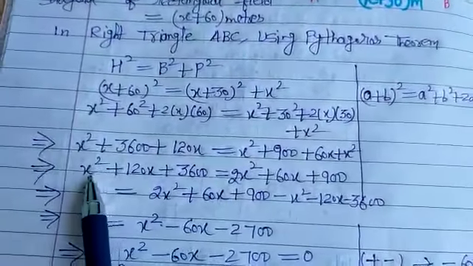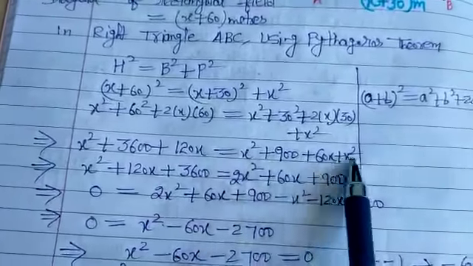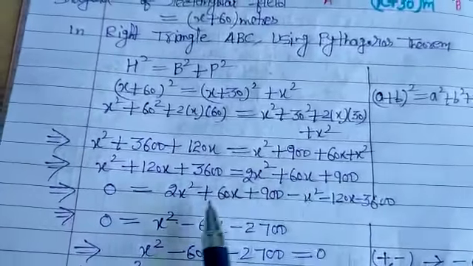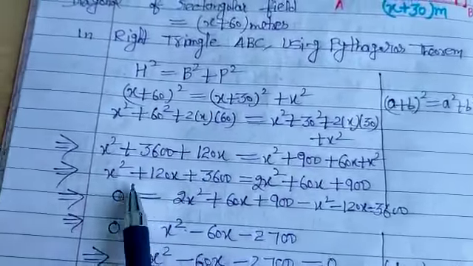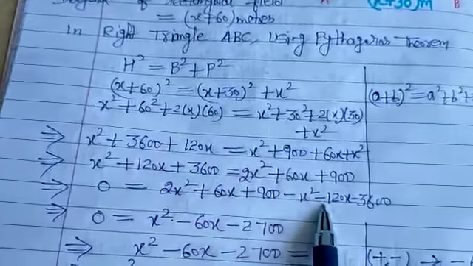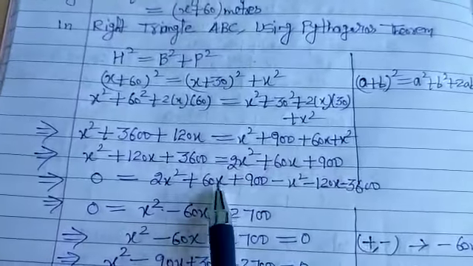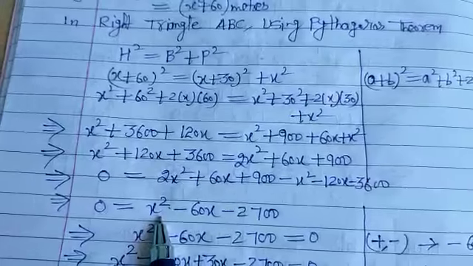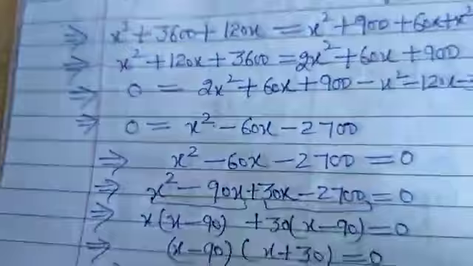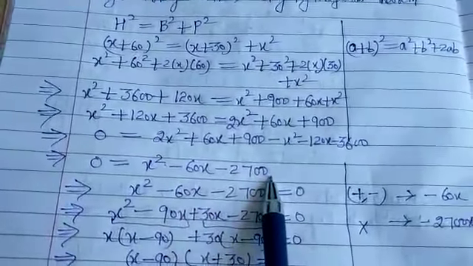Now after that we will collect the like terms. x square plus 120x plus 3600, and on this side x square plus x square is 2x square plus 60x plus 900. Now I am shifting all the terms to the right hand side: 2x square plus 60x plus 900 minus x square, minus 120x and minus 3600. So 2x square minus x square is x square, 60 minus 120 is minus 60, and 900 minus 3600 is minus 2700.